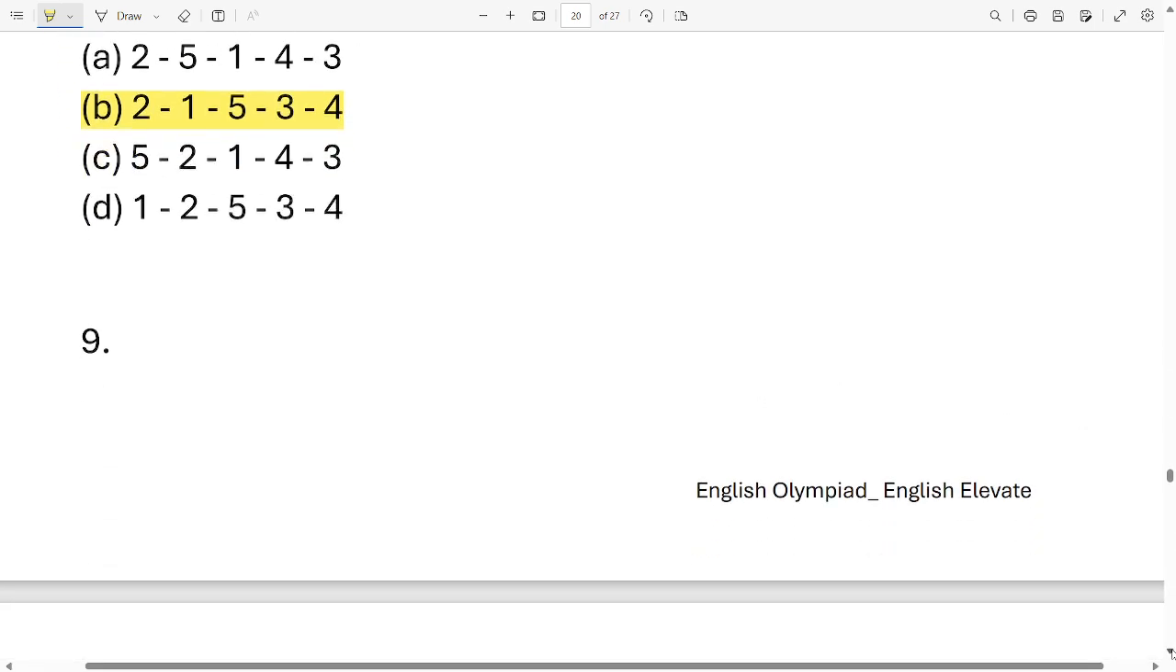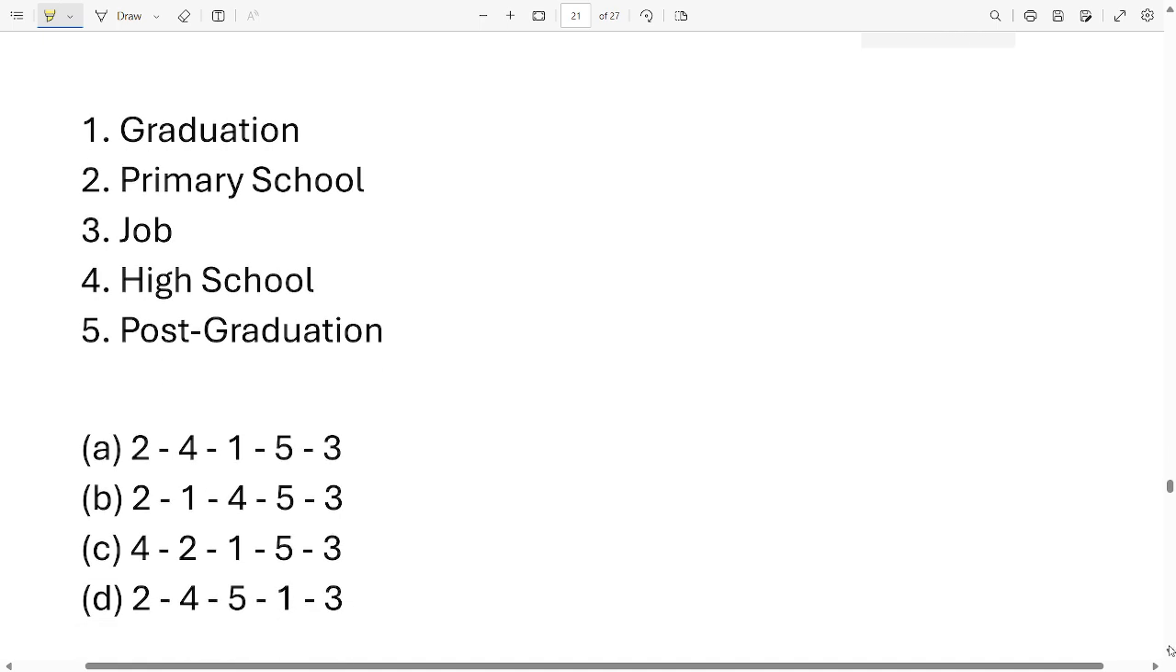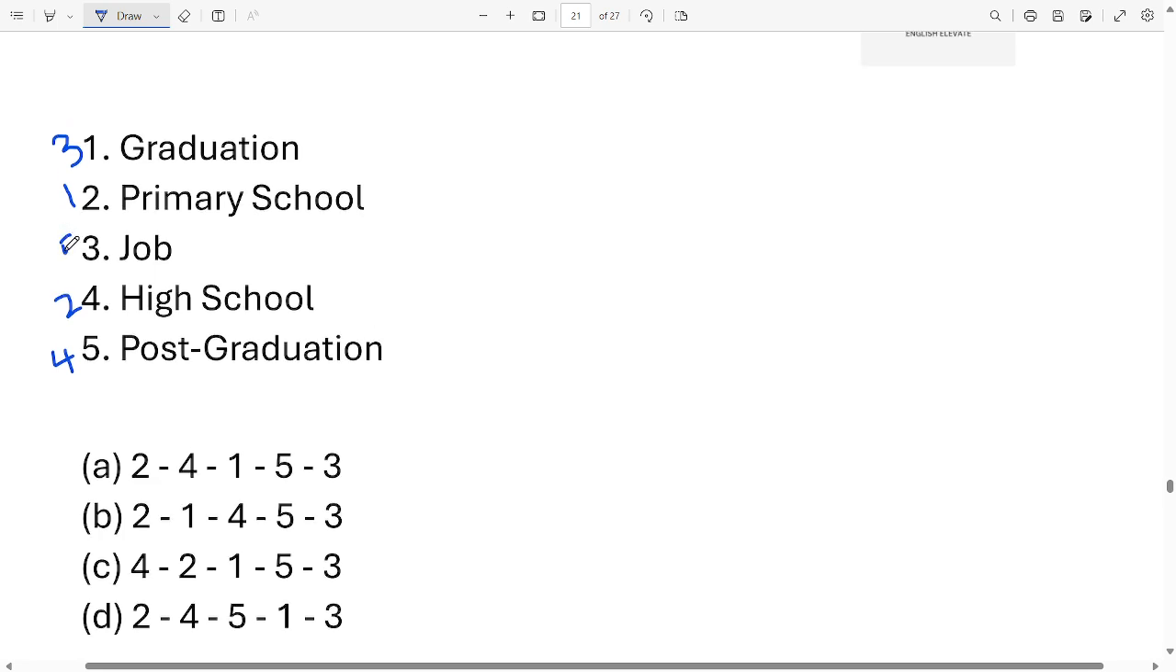Okay, next one. Graduation, primary school, job, high school, post graduation. These are the 5. Rearrange it. Primary school 1, high school 2, graduation is 3, post graduation is 4 and job is 5. So this is the order.